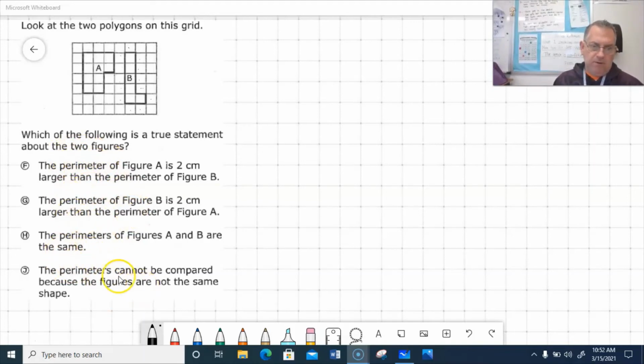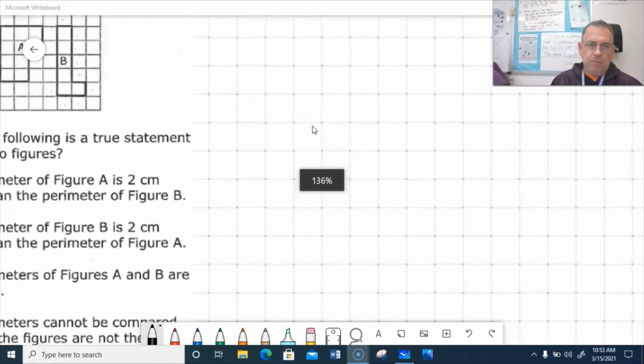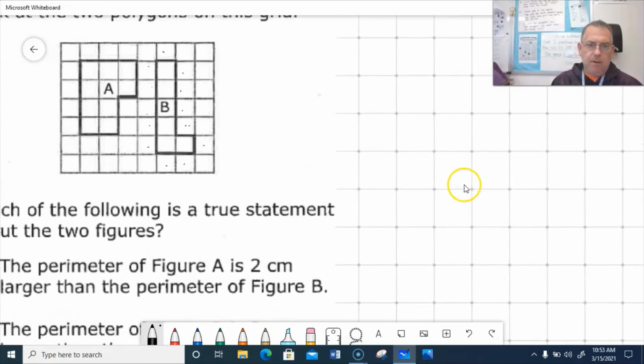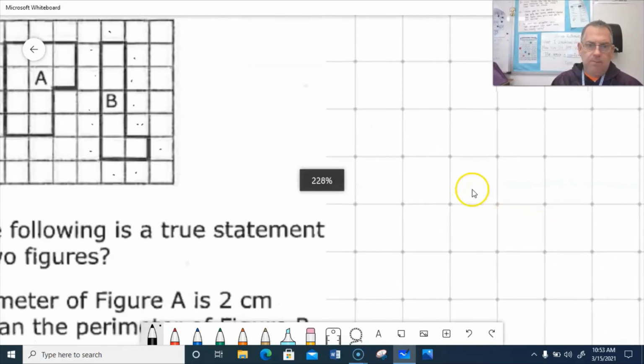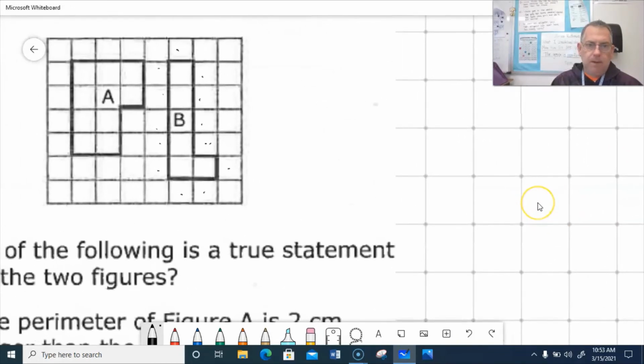Okay, but before we do that, let's go ahead and look. It looks like all the answer choices are talking about perimeter. So before we even start looking at the answer choices, we probably need to figure out what the perimeter of each one of these polygons is. So let's go ahead and zoom in on them a little bit so we get a good look at them. We'll figure out the perimeter of polygon A first. And I think we need to go ahead and figure out what the length of each side is.